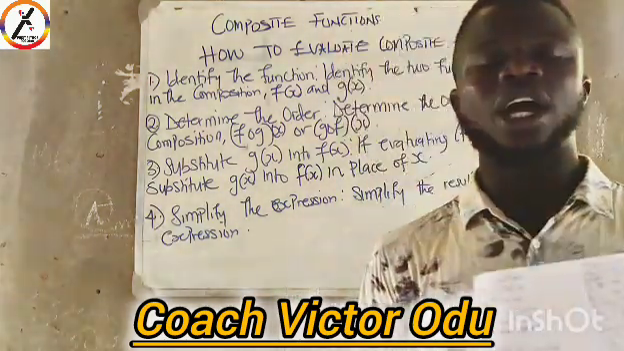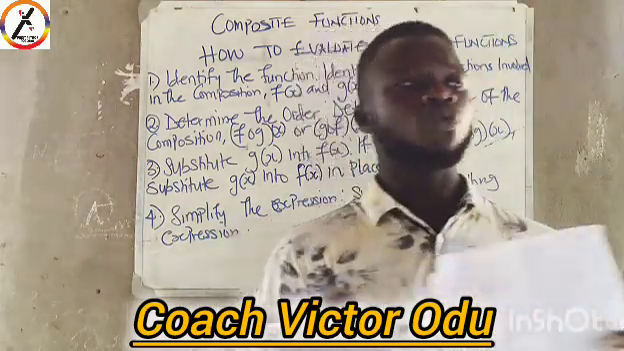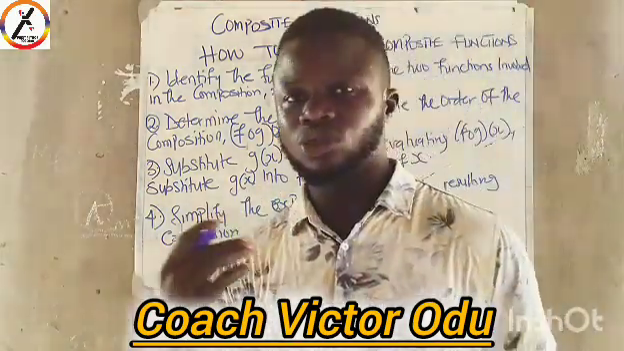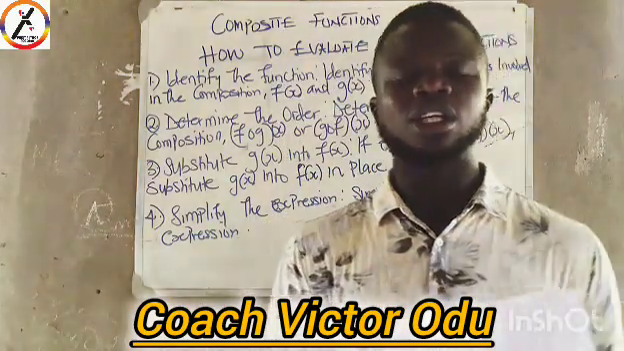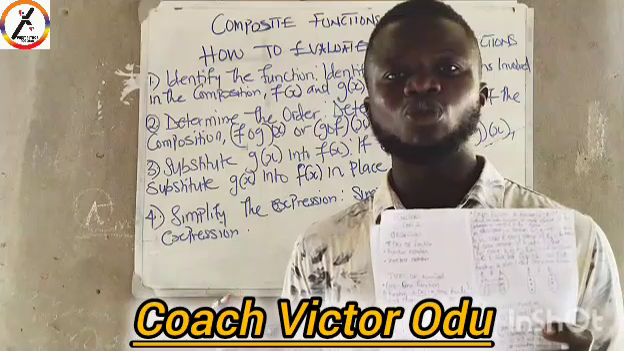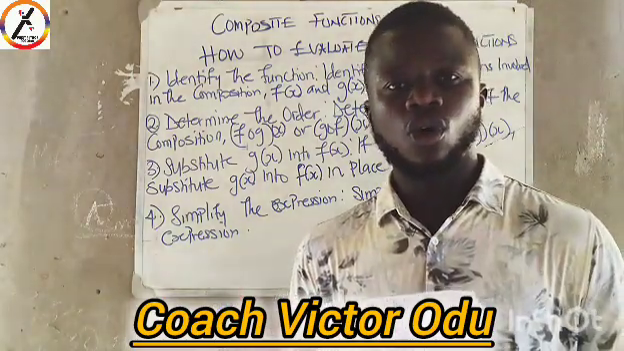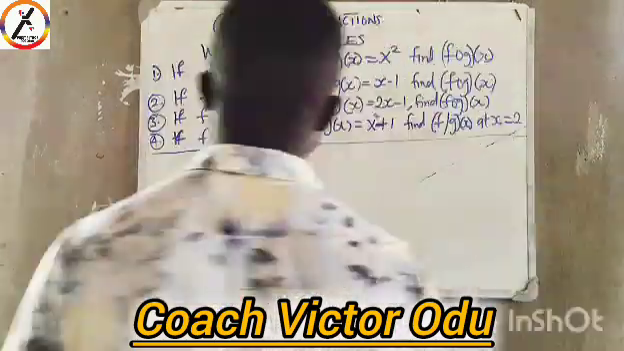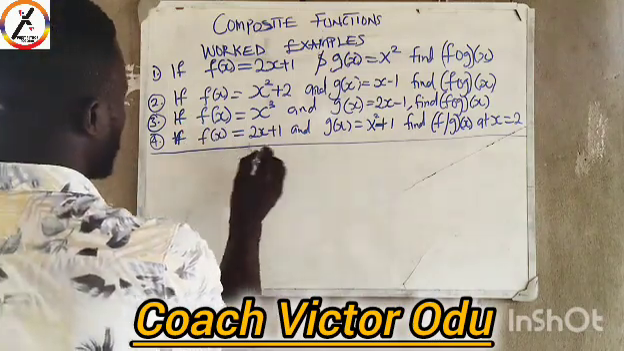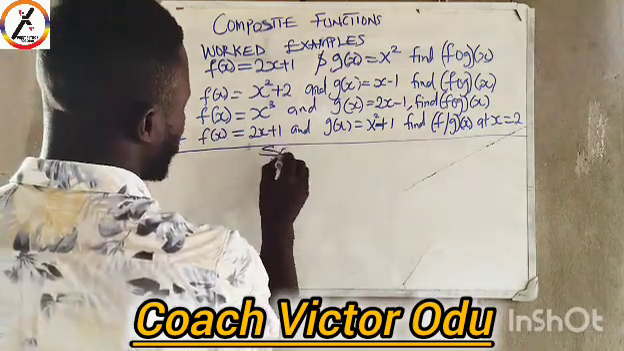They may ask you to find f of g of x when x is 2, when x is 3, when x is 0, and so on and so forth. So we're going to be taking a couple of examples, maybe 5 or 6, so that it will create more understanding of what composite function is all about. The first question, let's just solve it here. So we write our solution here on the board.